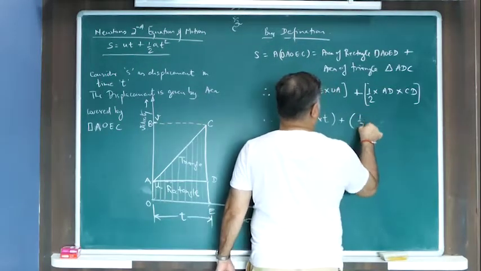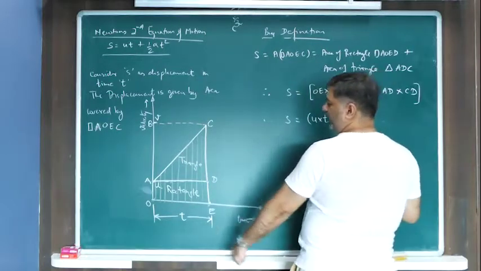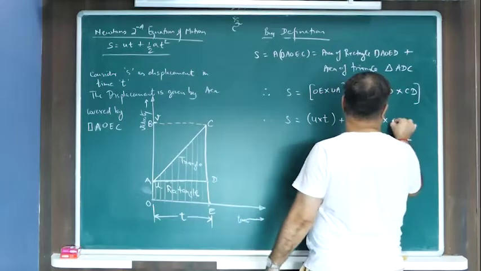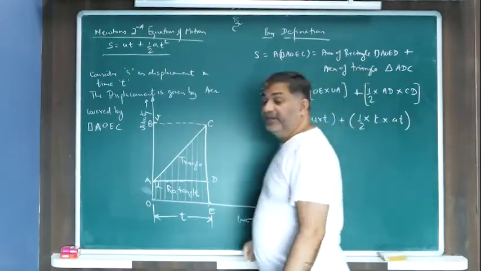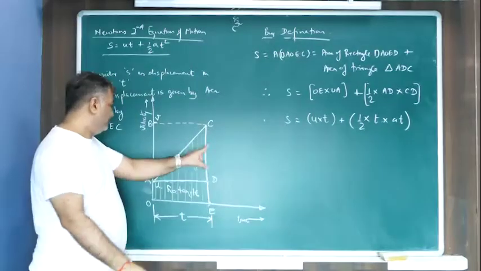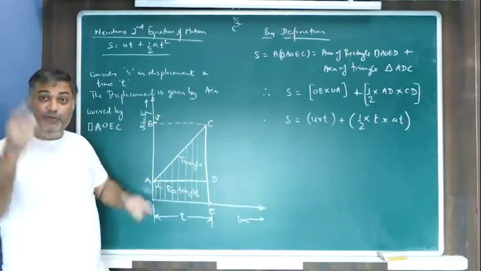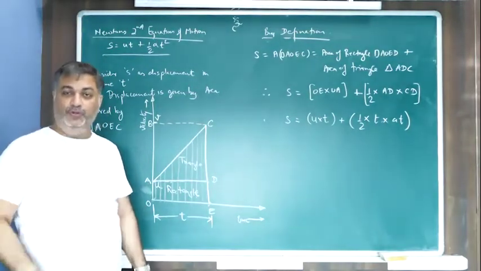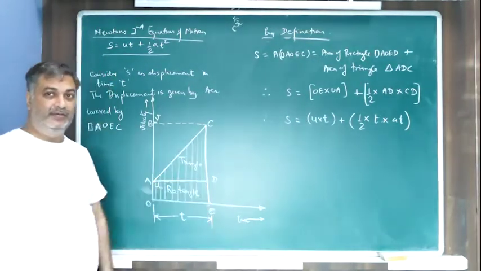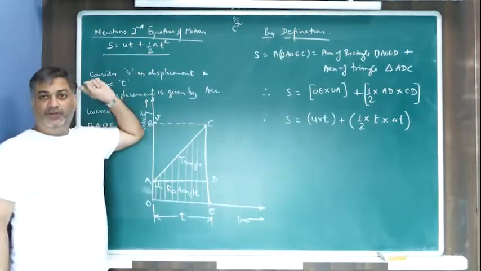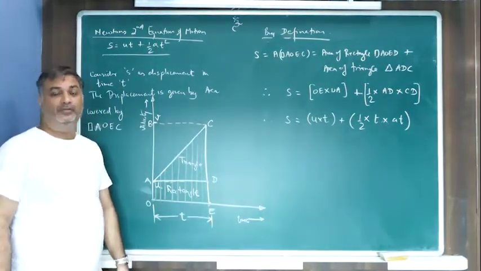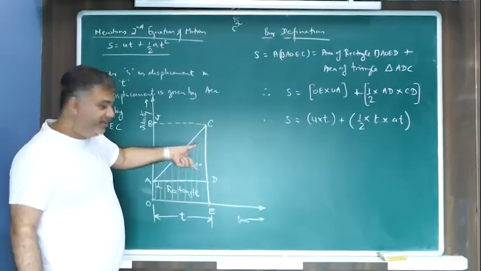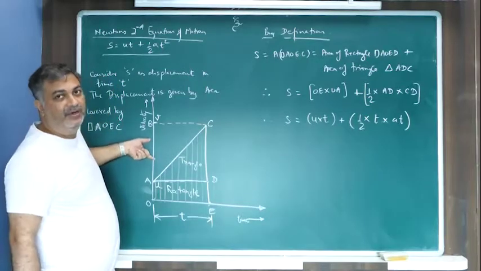Plus half into, what is AD? AD is also time T. What is CD? CD is 80. How CD is 80? Because CD is AB. And AB is 80, you proved in the first kinematic equation itself. You remember? You put it into a block saying I told you will require this later. So not only in proving the first one you will require it, but also in the second one. So second one also CD is nothing but AB, which is nothing but 80.